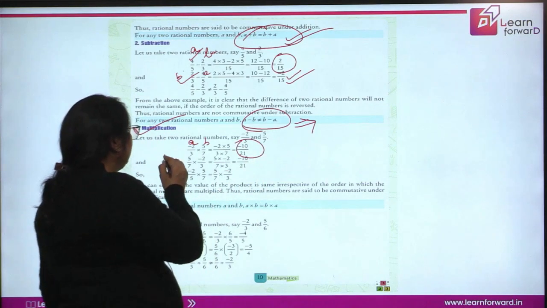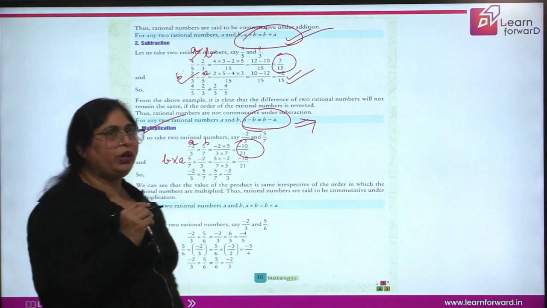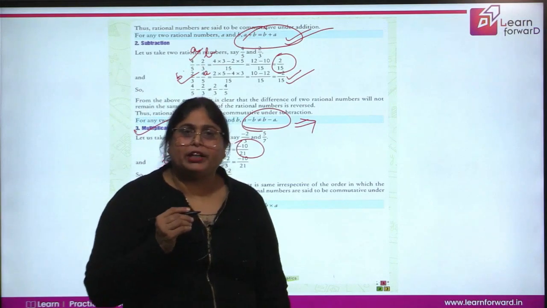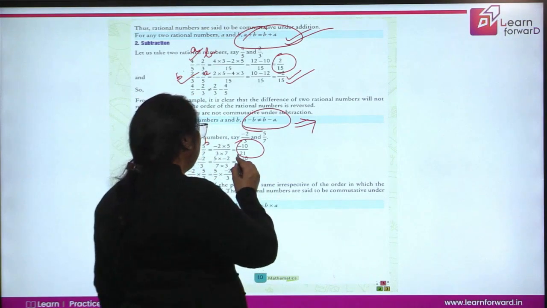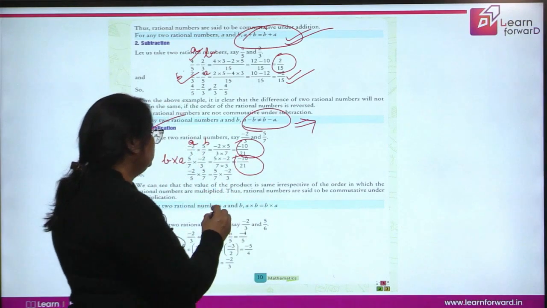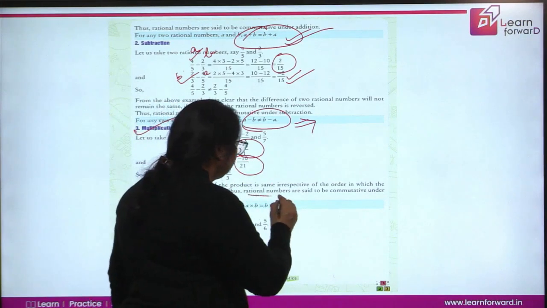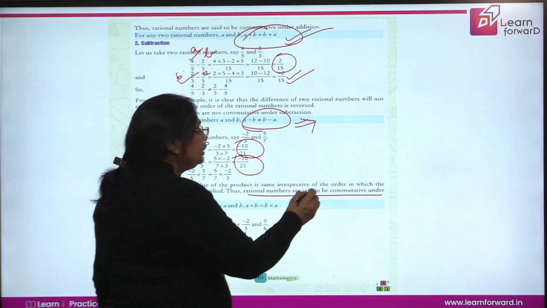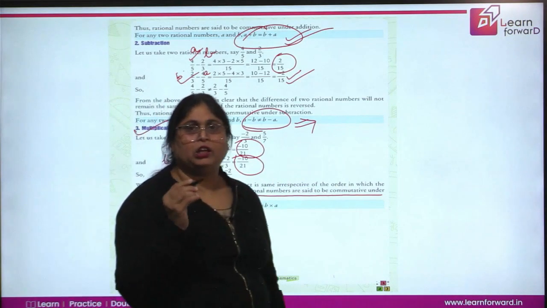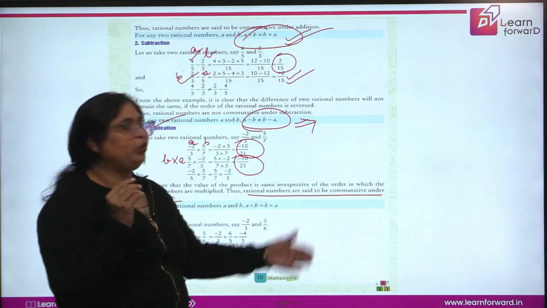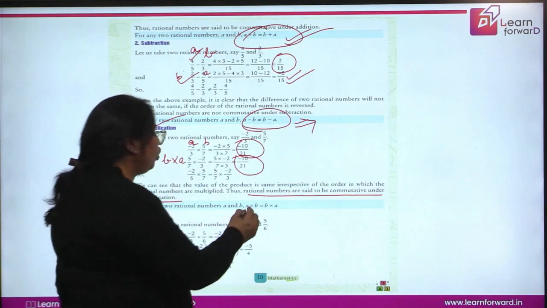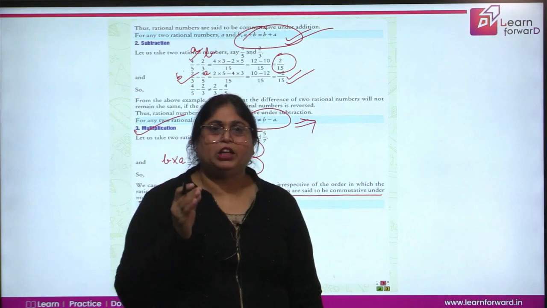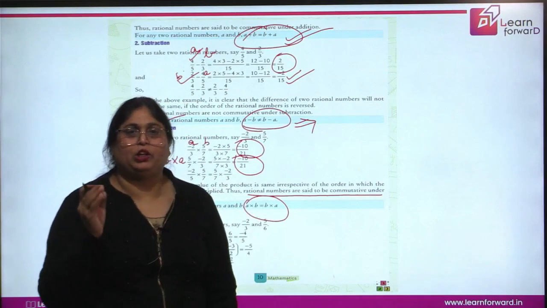For the second case, I am taking B into A. B into A means 5 upon 7 into minus 2 upon 3. That is again equal to minus 10 upon 21. So the commutative property holds good for multiplication. Rational numbers are said to be commutative under multiplication, or you can say A into B is always equal to B into A.